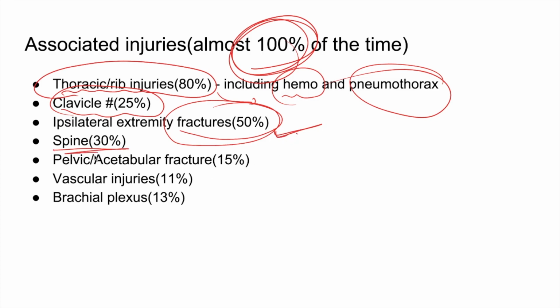You have an associated spine fracture in 30% of cases, pelvic-acetabular fracture in 15% of cases, vascular injuries in 11% of cases, and brachial plexus injuries in 13% of cases. Right? So, vascular injuries and brachial plexus injuries are very important. So, we may lose the limb, right? It's called scapulothoracic dissociation. Even though the upper limb has good collaterals as compared to the popliteal artery injury of the lower limb, we have to keep an eye out for the subclavian artery injury. So, whenever you have a scapular injury, look for scapulothoracic dissociation, look for vascular injury, subclavian artery injury, and look for brachial plexus injury and document it because this can cause medico-legal issues later on.